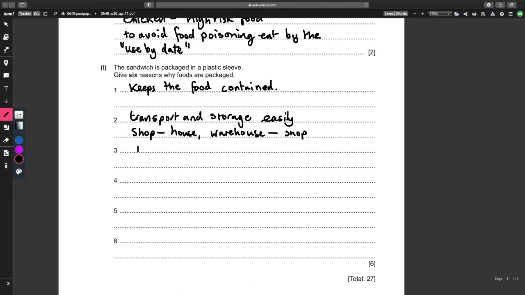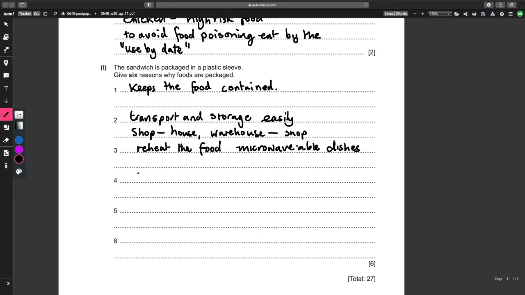Depending on the type of food, we can use packaging to reheat the food. For example, with microwavable food, in this case I don't think the chicken sandwich is necessarily microwavable, but other food might be. So we can reheat the food in the packaging itself. We might get microwavable dishes.